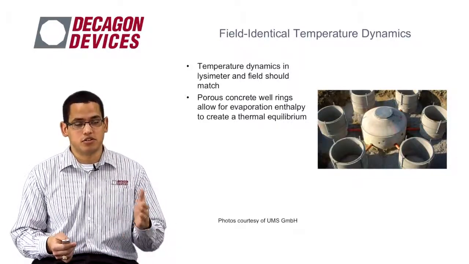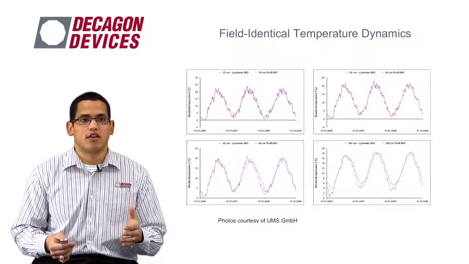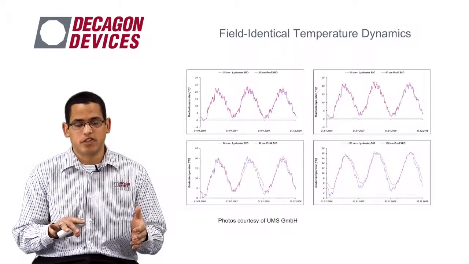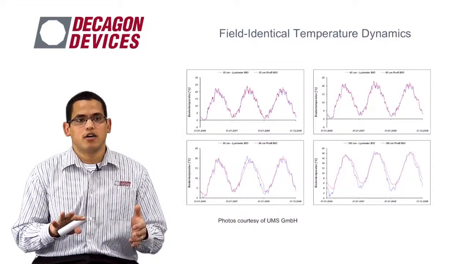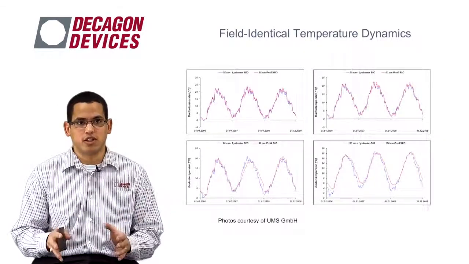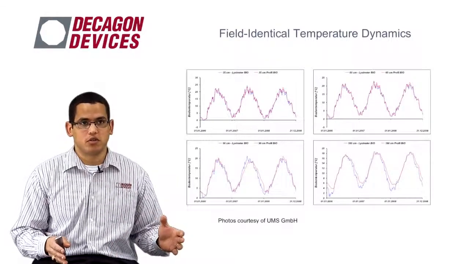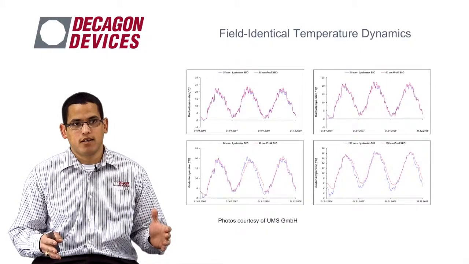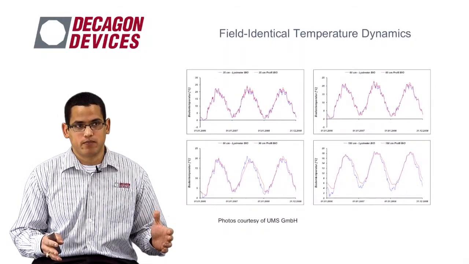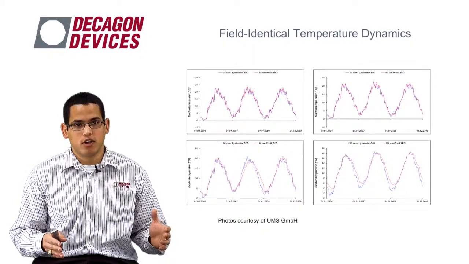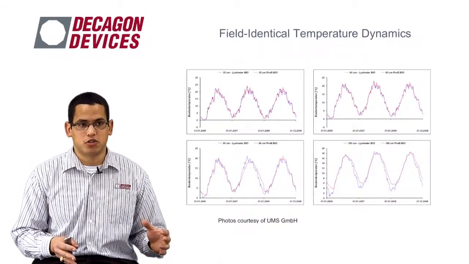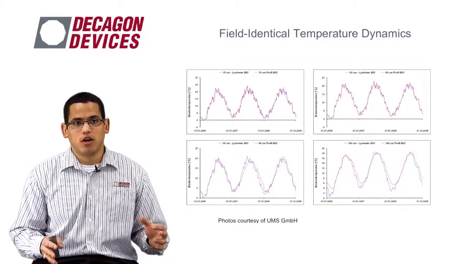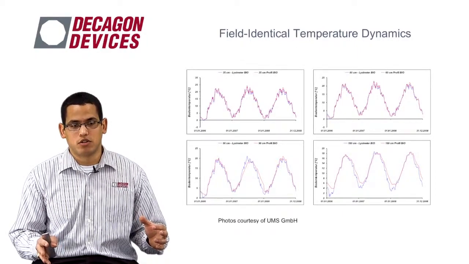And you can see some graphs of that here. We have 8 temperature measurements made at 4 different depths, one within the lysimeter and another within the native soil. And you can see that with this type of method, at all 4 depths, the temperature gradients in the lysimeter are matching the temperature gradients within the native soil within 1 to 2 degrees Celsius.